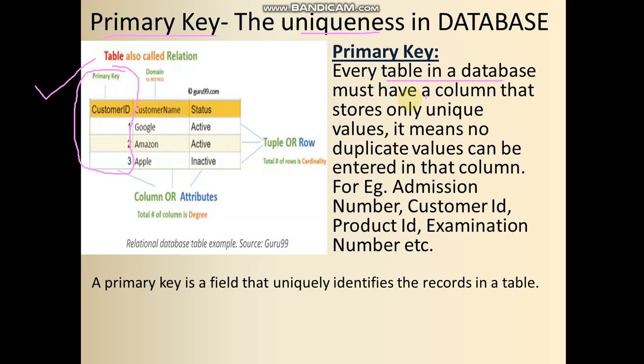So every table in a database must have a column that stores only unique values. It means no duplicate values can be entered in that column. Example, admission number, customer ID, product ID, examination number. A primary key is a field that uniquely identifies the records in a table.